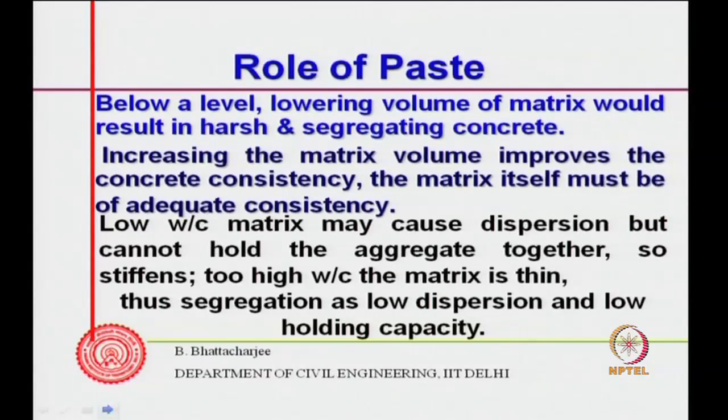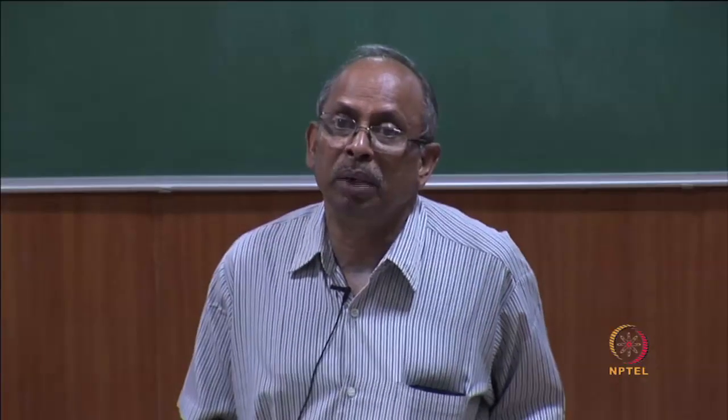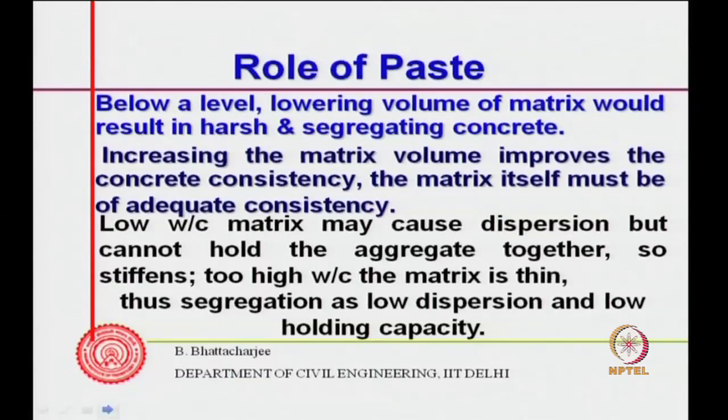Low water cement ratio matrix, I am talking only of the paste. So, that is why the water cement ratio comes in. Low water cement ratio matrix may cause dispersion, but cannot hold the aggregate together. So, it stiffens. Too high water cement ratio matrix is thin, so water moves out. So, segregation of water, actually bleeding, would occur, with low dispersion or low holding capacity.